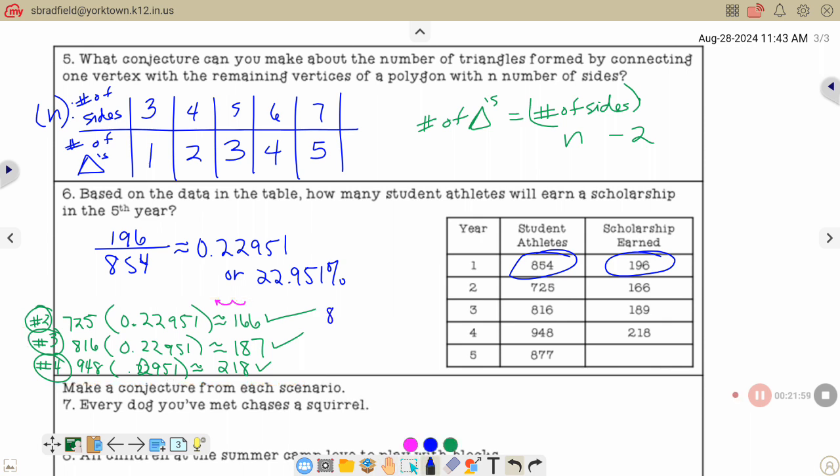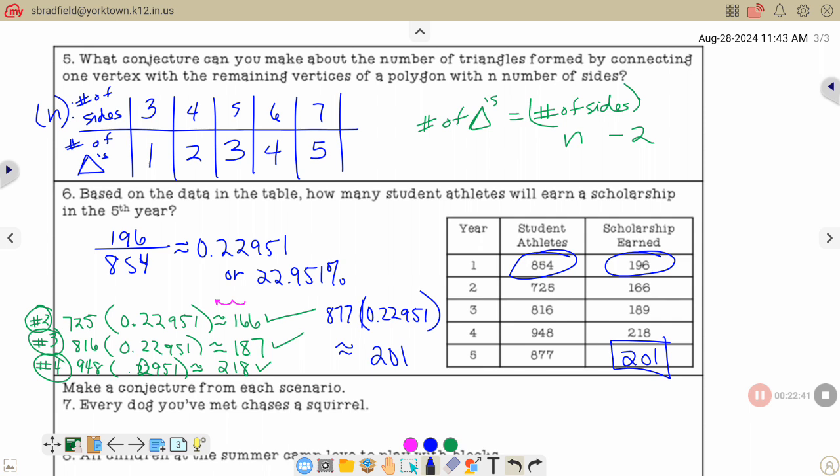So I'm going to take 877, because that's for number 5, times 0.22951, and see what that turns out to be as a whole number. What do we get? Nicole? 203? Did you use the same digits? 877 times 0.22951? It should come in to be about 201. 201, all right.